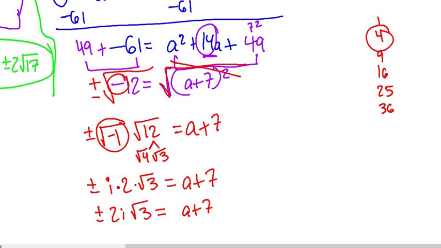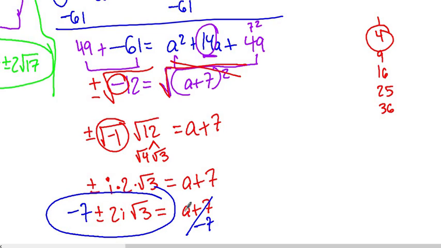Very last step right here is to subtract the 7 and then subtract the 7 over here. And this right here is our final answer. It's an imaginary answer, but that's okay. That does sometimes happen. Okay, so that's how you solve by completing the square.